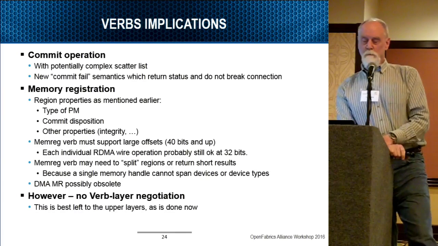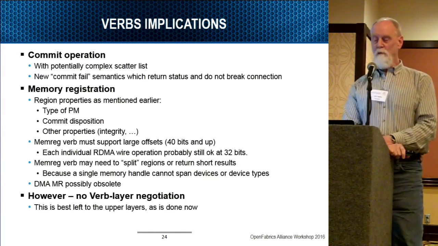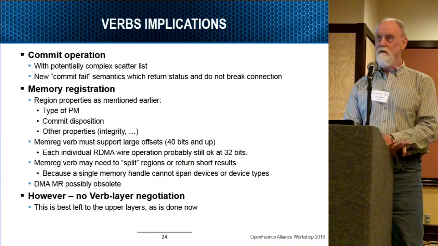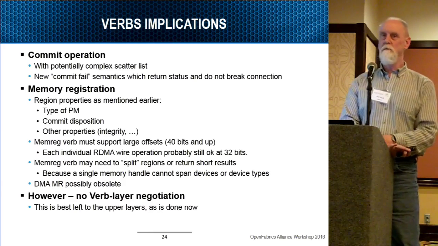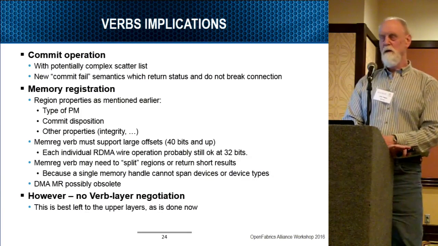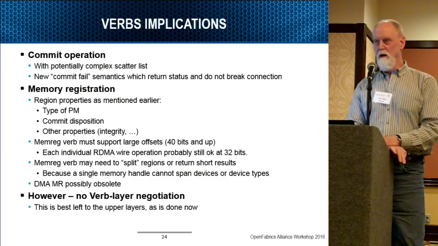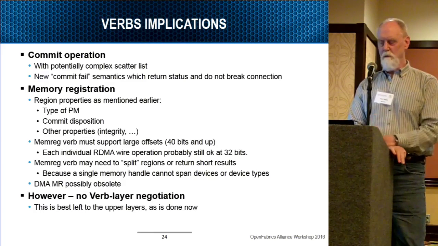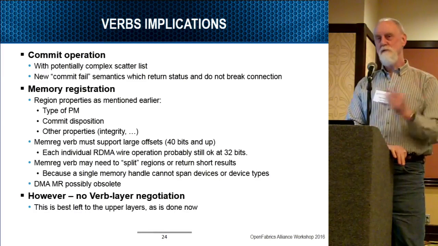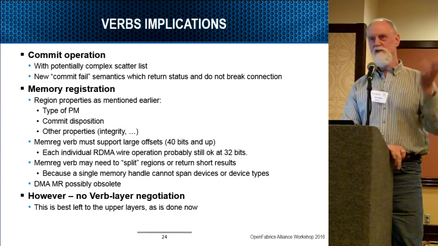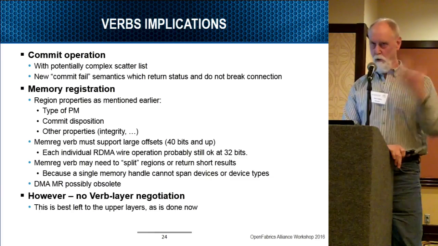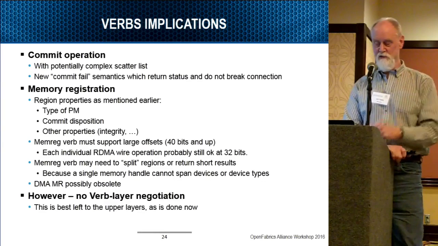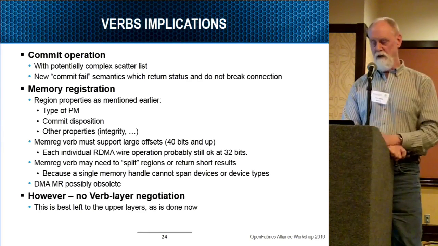And finally, there are verbs implications. The commit operation is going to have a potentially complex scatter list. If the commit fails, you didn't really lose data. You just didn't commit it to durability. So in my proposal, you might have noticed it whipped by, actually maybe it's in the internet draft that I'm about to mention, there's a status returned by commit. It's not a success or failure. Failure in RDMA usually means close the connection. It won't close the connection. It'll return a status. So that's a slightly new verb behavior.